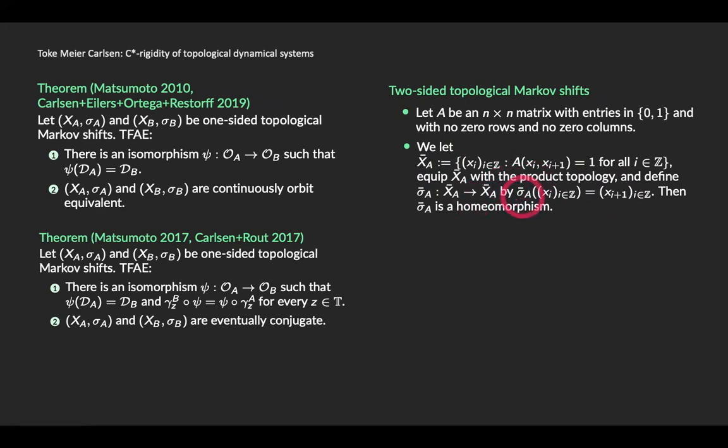But this time the map is not only a local homeomorphism, but exactly a homeomorphism, because now we are not throwing away any information when we shift a sequence. We're just changing the indices. So in some sense, these are nicer dynamical systems. These are classical topological dynamical systems.